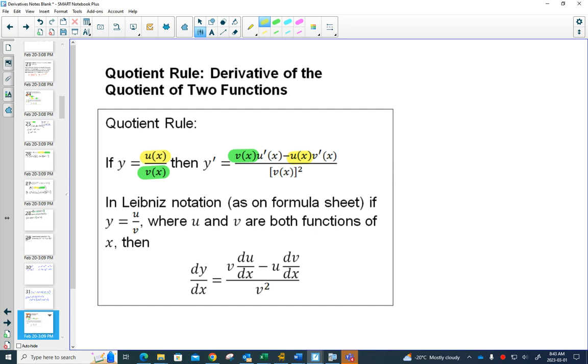And with the product rule you added, with the quotient rule you subtract. Which fits with some other things that you did, like if you think about your log laws, the product rule for log laws was adding, the quotient rule for log laws was subtracting. So we've got some sort of similarity happening there. And then it's divided by the bottom squared.